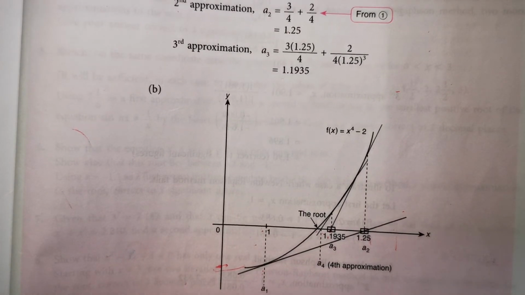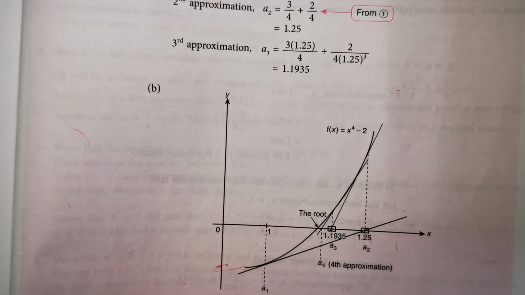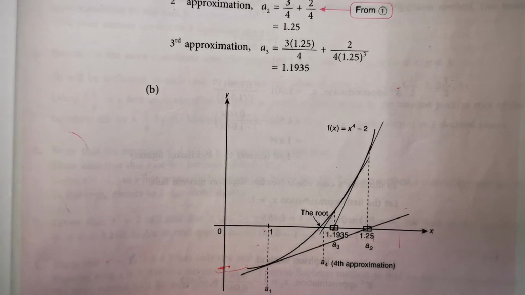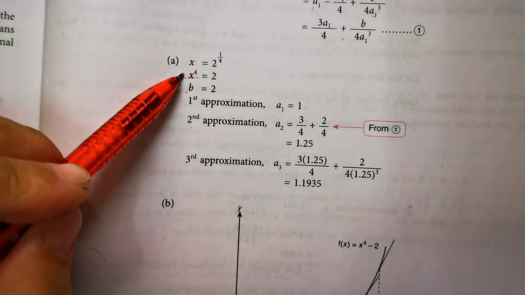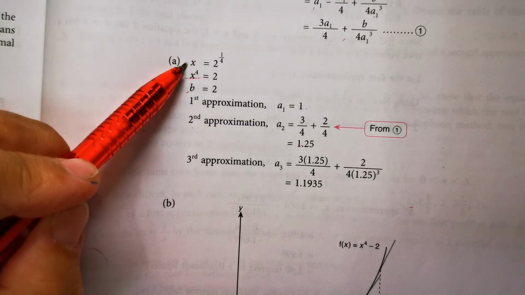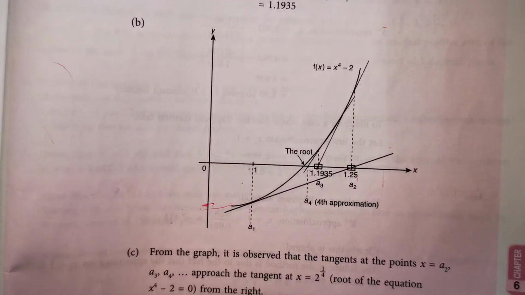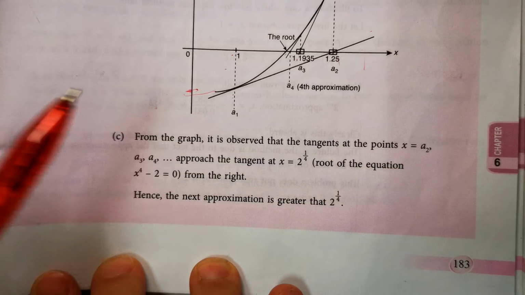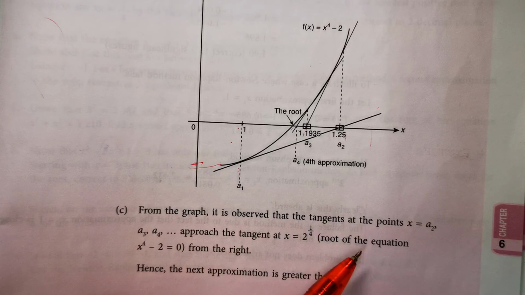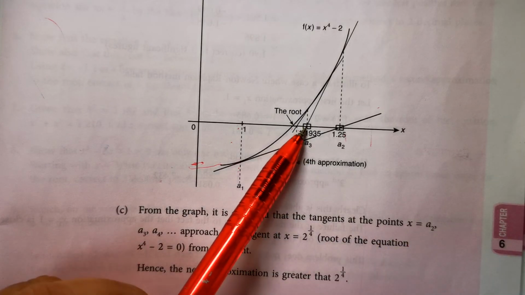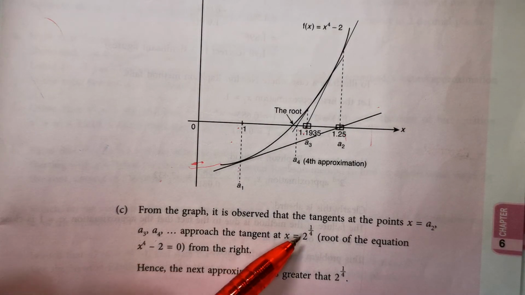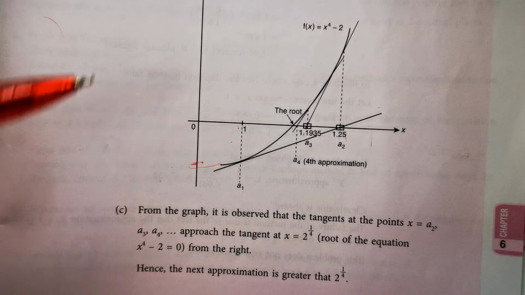The last part is: would you expect the next approximation to be smaller or greater than the value of 2 to the power of 1 over 4? Remember the value of x that we are calculating is to solve this equation. They ask and then answer why. From this graph, it is observed that the tangent at point x equals A2, A3, A4 approaches 2 to the power of 1 over 4 from the right, from here.